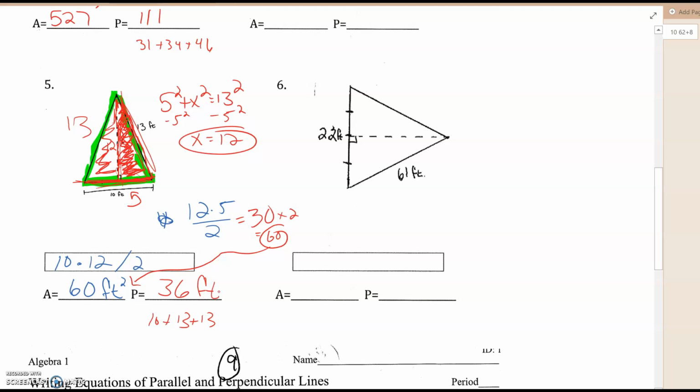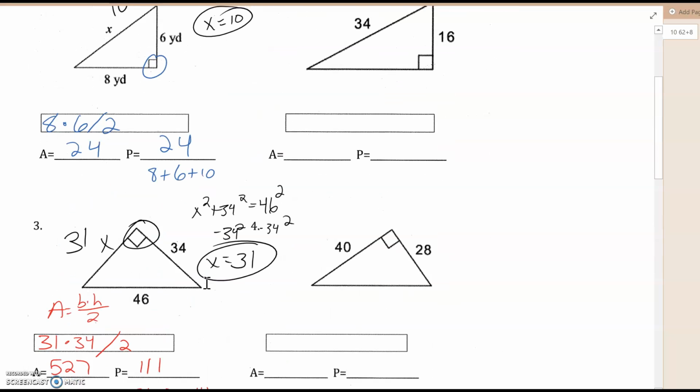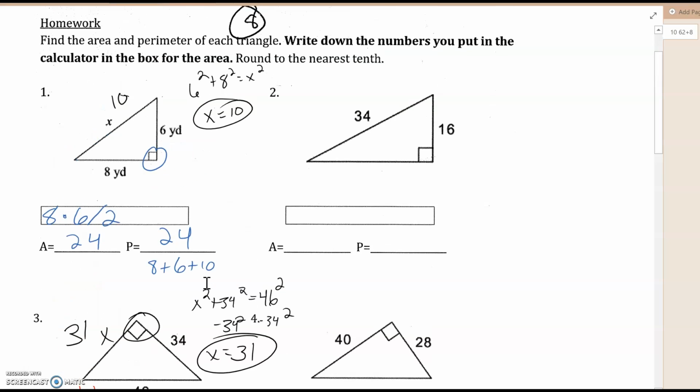All right, now I'm going to have you guys do 2, 4, and 6. You can pause it right now if you want to, but I will have you enter your final answer for the area of each one. And actually, I may ask you for the perimeter as well. So what is the area for number 2?